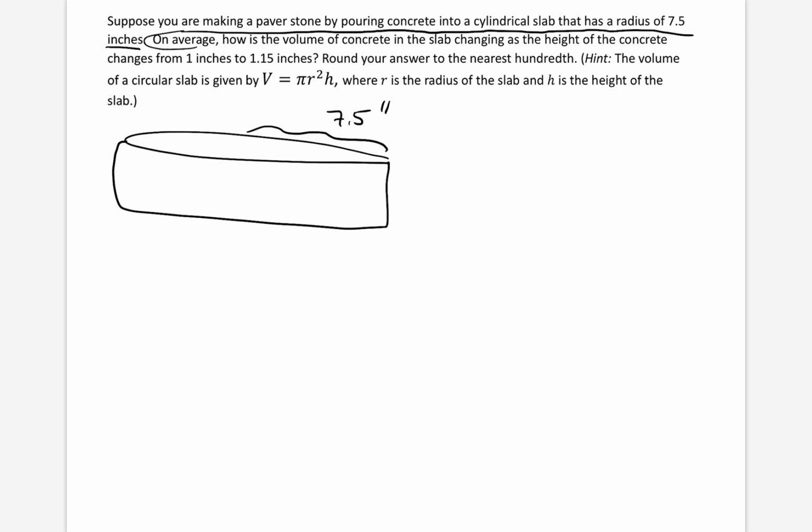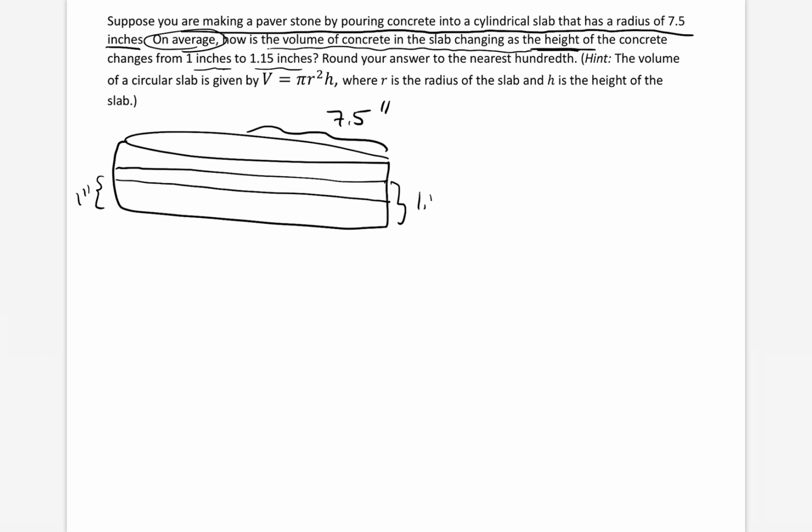We want to know on average, how is the volume of concrete in the slab changing as the height of the concrete changes from 1 inch to 1.15 inches. So at some point we have a height of concrete of 1 inch, and then we have a height of concrete of 1.15 inches, and we want to know how the volume of concrete in that slab is changing on average. Well, we were going to round our answer to the nearest hundredth.